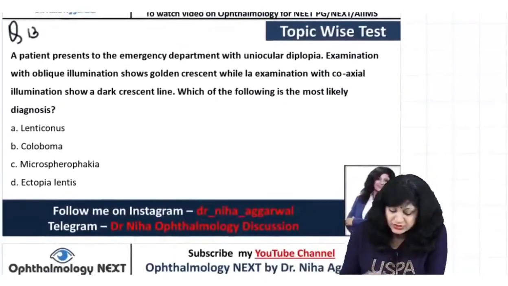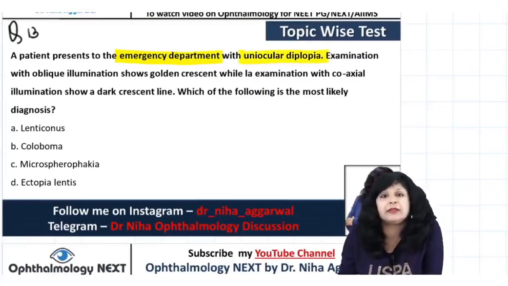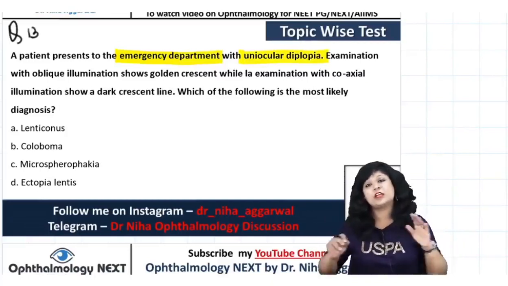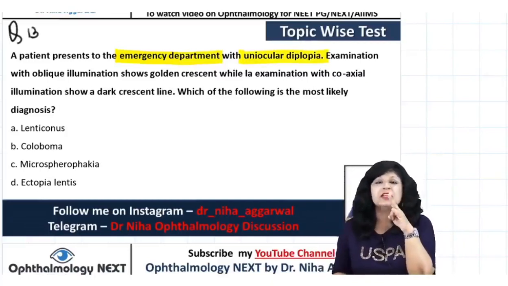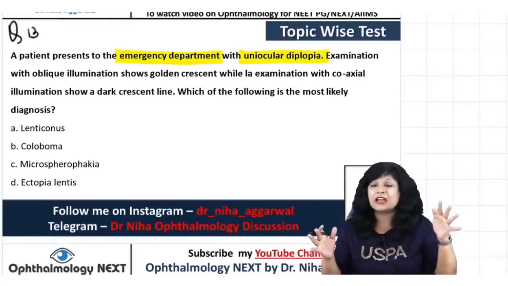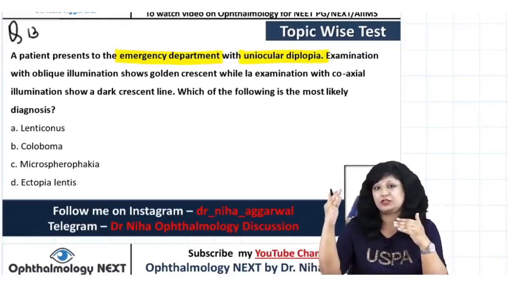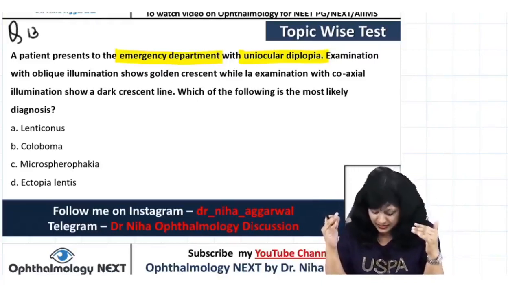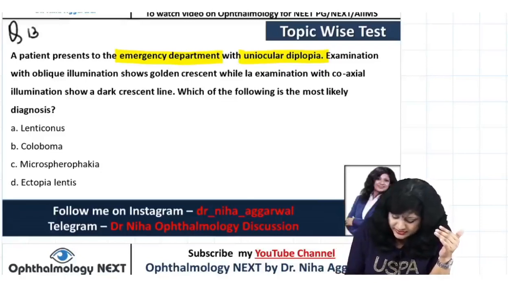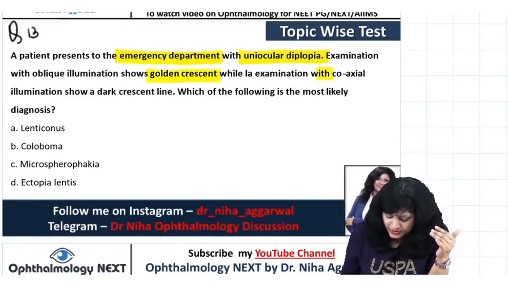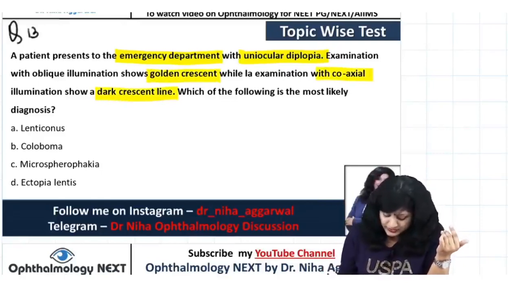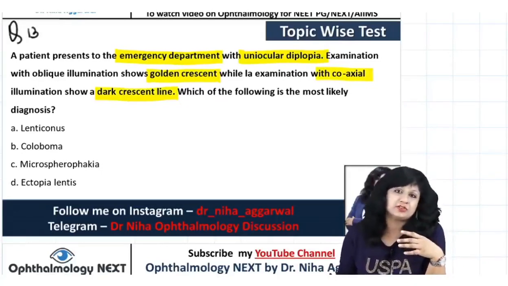Question number 13. A patient presents to the emergency department with uniocular diplopia. So what can be the options that can lead to uniocular diplopia? That means either there is scattering of light, or the lens has shifted, due to which one area is an aphakic area and one area is a pseudophakic area. Examination shows a golden crescent with coaxial illumination and a dark crescent line. Which of the following is the most likely diagnosis?